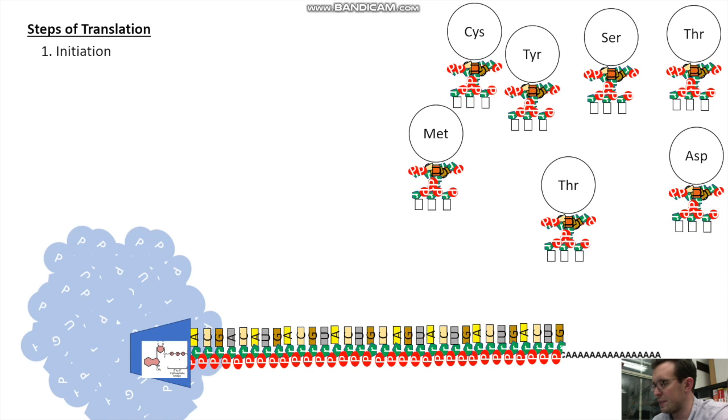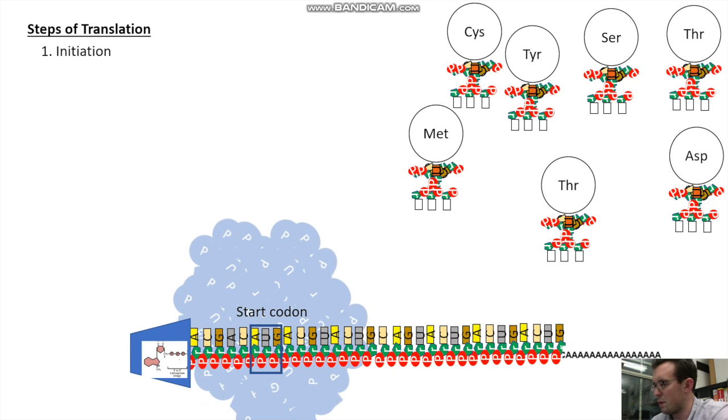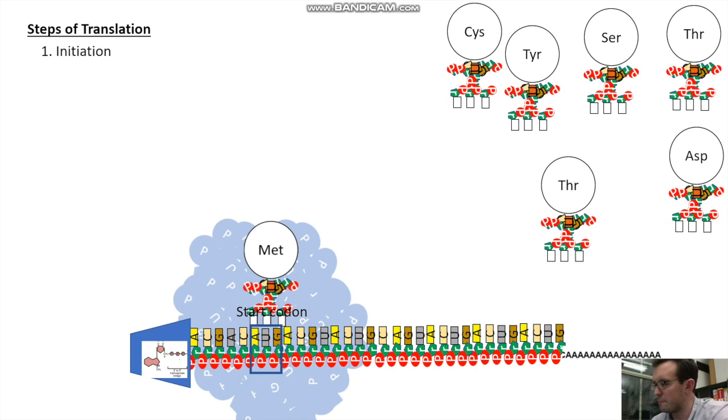And to begin initiation, the ribosome will begin to read the mRNA strand from its 5' end to its 3' end. And once the ribosome reaches a start codon, the ribosome will attract its first amino acid, which is always a methionine. So that's initiation.